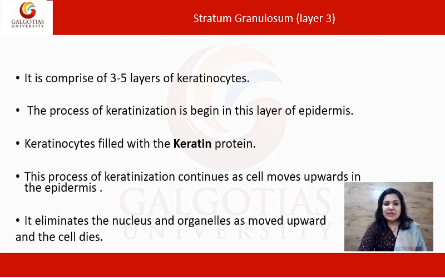The third layer is the stratum granulosum. It is comprised of 3 to 5 layers of keratinocytes. The process of keratinization begins in this layer of the epidermis. The keratinocytes fill with keratin protein, and this process of keratinization continues as cells move upward in the epidermis. It eliminates the nucleus and organelles as the cells move upward, and the cells die.